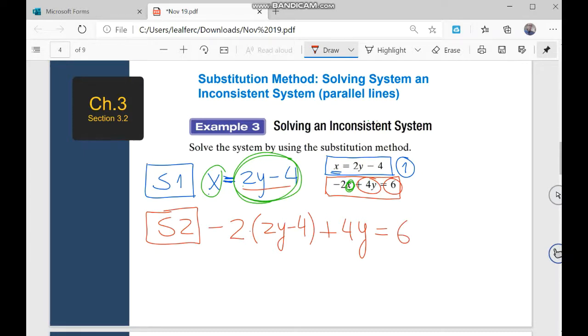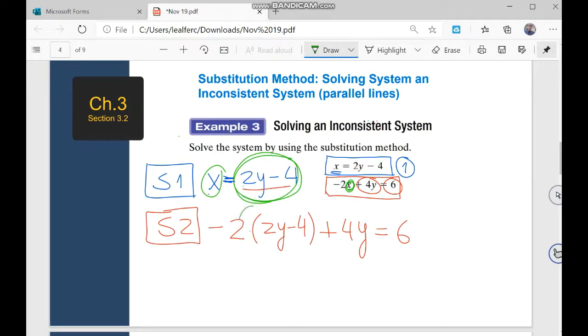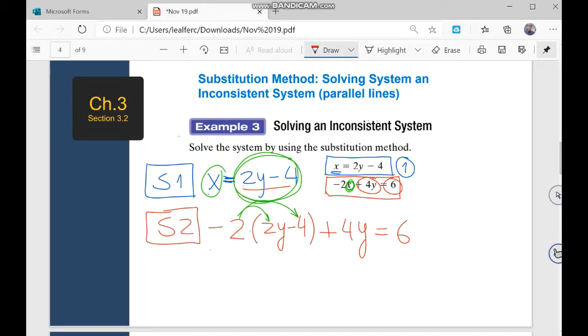To finish step number 2, we need to simplify. Apply the distributive property first to get rid of the parentheses, and then combine like terms. Negative 2 times 2y is negative 4y. And negative 2 times negative 4 is positive 8, plus 4y, equals 6.